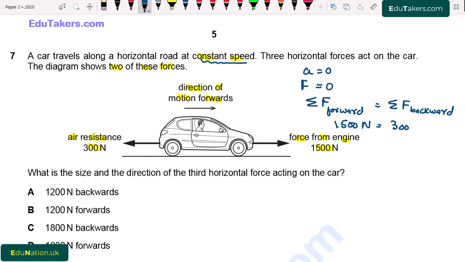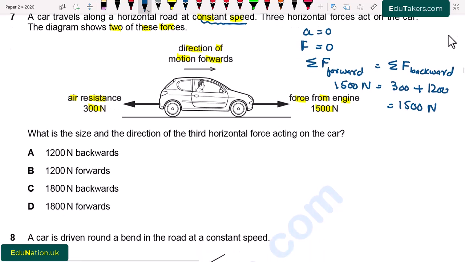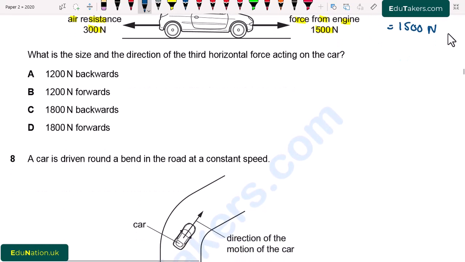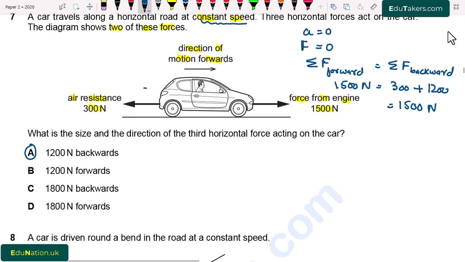It means that there is a force that is acting in the backward direction from here, and its magnitude is equal to 1200. So that the backward forces will be equal to forward forces, it becomes 1500 Newton. So from here I take 1200 Newton acting in backward direction. So option A is correct. It means that this force is acting in this direction and its magnitude is 1200 Newton.